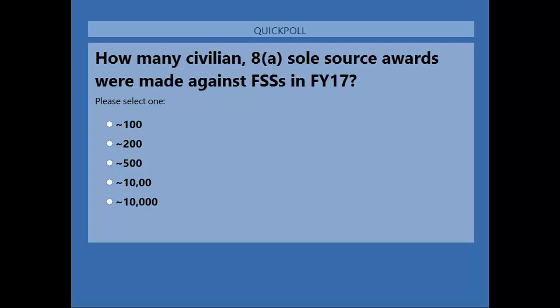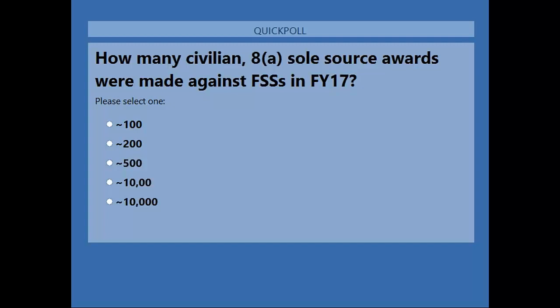We'll give it about another 30 seconds here. It's about equally divided between 200, 500, that should be 1,000, and 10,000. Okay, so the responses we had, it was pretty even. No real distinct winner. 200, 500, 10,000 was what.